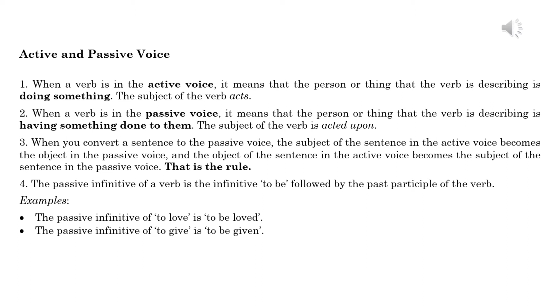2. When a verb is in the passive voice, it means that the person or thing that the verb is describing is having something done to them. The subject of the verb is acted upon. 3. When you convert a sentence to the passive voice, the subject of the sentence in the active voice becomes the object in the passive voice, and the object of the sentence in the active voice becomes the subject of the sentence in the passive voice. That is the rule.